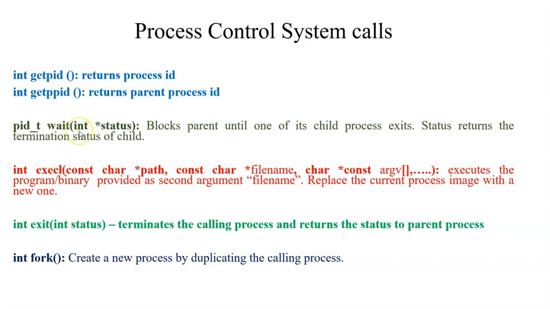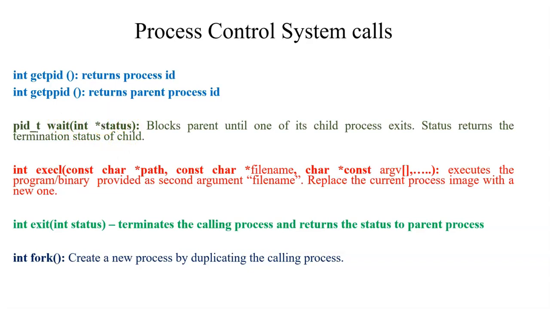The wait system call is always used by the parent to wait for its child to complete its execution. It basically blocks the parent until one of its child processes exits. The wait function will return the PID of the terminated child, and the argument status will return the status of the terminated child.